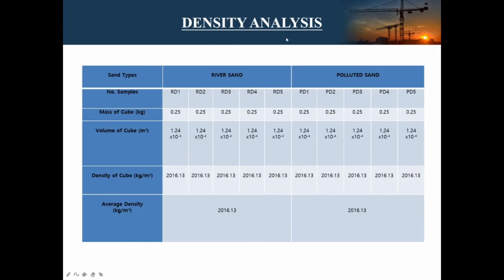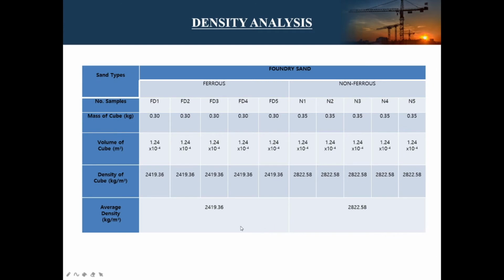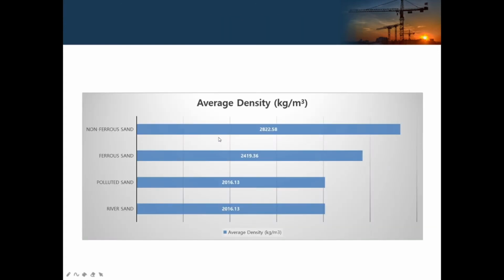Density analysis: we can see that river sand and polluted sand are the same, that is 2016.13 kg per meter cube. The density for ferrous is 2419.36 kg per meter cube, and for the non-ferrous one is 2822.58 kg per meter cube. From the graph, we can see that non-ferrous sand has the highest average density, followed by ferrous sand. And polluted sand and river sand have the same average density.